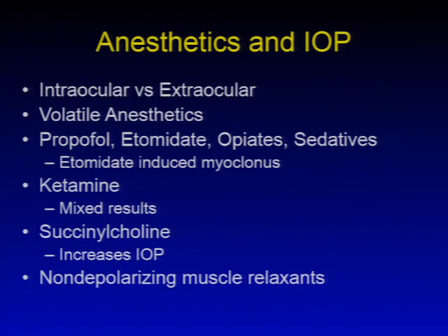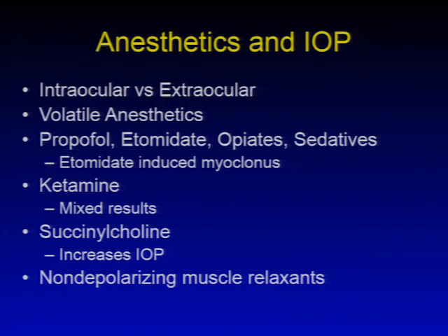So when talking about intraocular pressure, it is important to think about several things. Number 1, intraocular versus extraocular surgery. For intraocular surgery, you need to maintain akinesia and you want to minimize any increase in your intraocular pressure. For extraocular surgery, the intraocular pressure concerns are less. In fact, the more important entity to consider is oculocardiac reflex, which I will talk about in a little bit. Next, volatile anesthetics. These can cause a dose-dependent decrease in intraocular pressure.